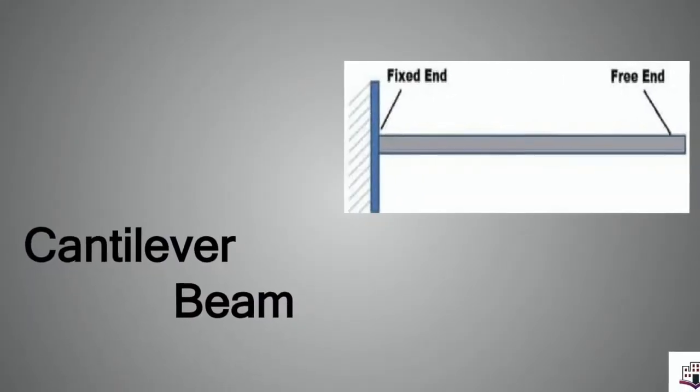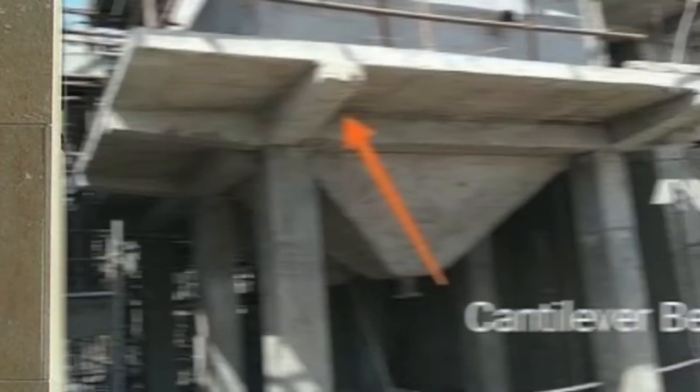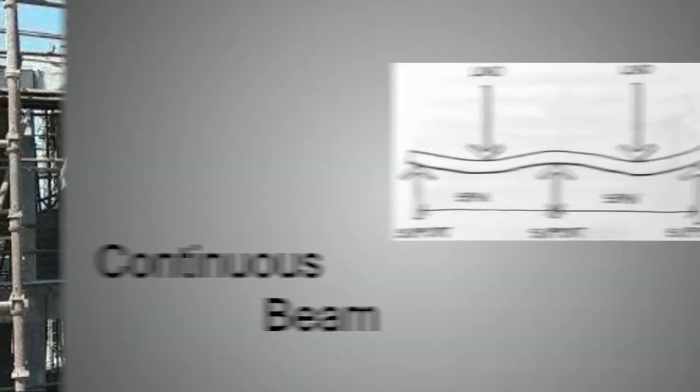Cantilever beams. If a beam is fixed at one end and said to be free at the other end, it is termed as cantilever beam. Cantilever beams allow the creation of a bay window, balconies and some bridges.